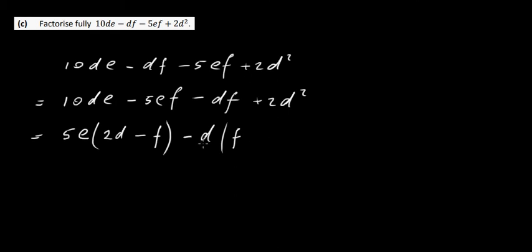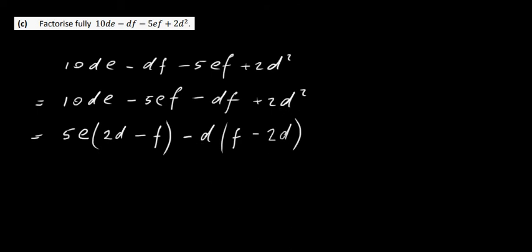What would I multiply minus D by to give me plus 2D squared? Well, minus minus will give me plus. I need to have a 2 in there as well, and I need to multiply by D. So minus 2D times minus D will give me plus 2D squared.